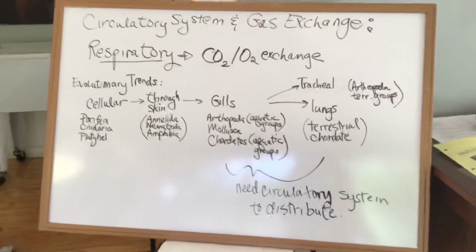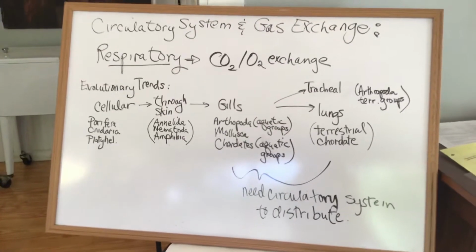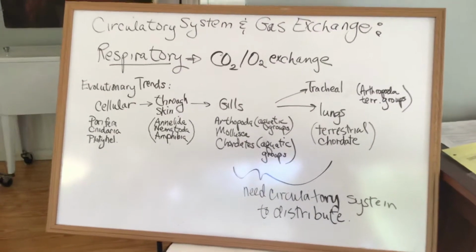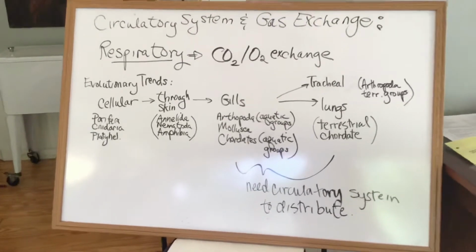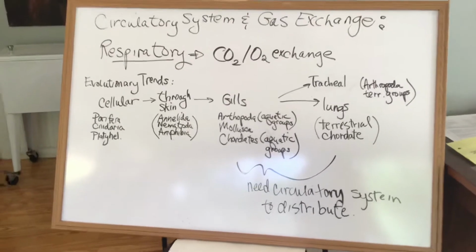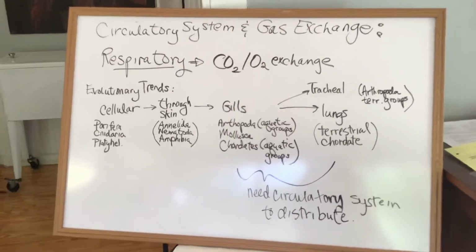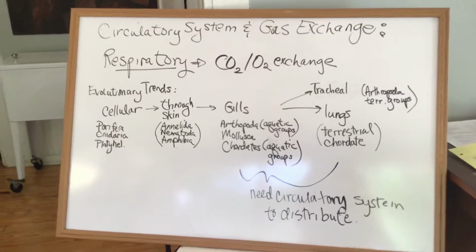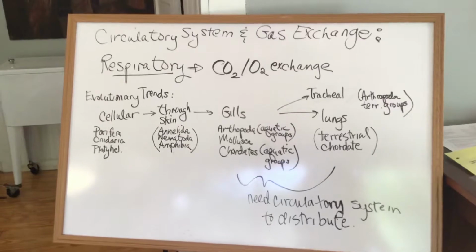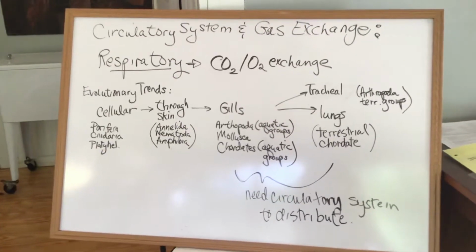Some evolutionary trends, we're going to go through some of these in a little more detail. First, it's done on the cellular level. Mostly these are aquatic organisms, and the water that is surrounding the cells will have oxygen in it, and CO2 will be delivered into that water as the exchange occurs. So basically it's just done on the cellular level into the water surrounding.